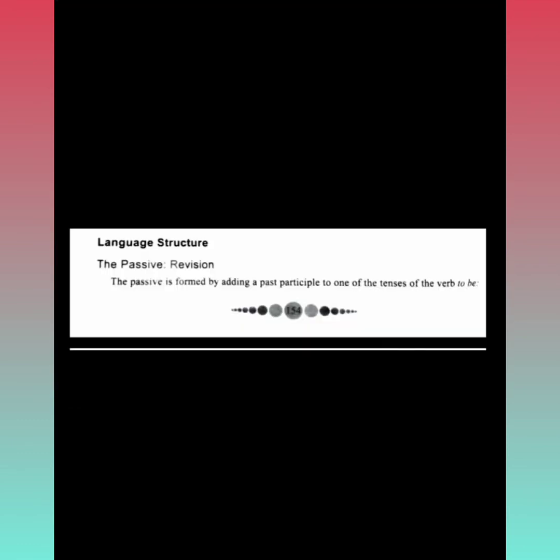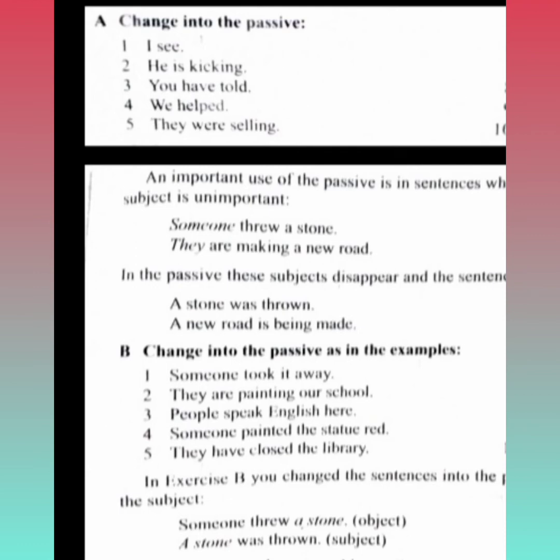So dear children, let us start doing our exercises. Please open page number 154 of your textbook, the passive revision. Here it is given, the passive is formed by adding a past participle to one of the tenses of the verb to be. And I have explained how you have to add the helping verb, or how you have to change the active into passive voice, isn't it? Now let us start our exercises. So here comes the first exercise. Exercise A, change into passive. In the next page it is given.